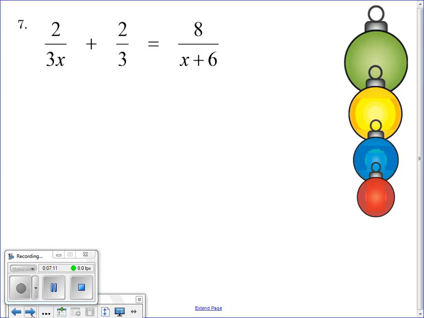All right, number 7. Again, look at your steps. Step 1, factor your denominators. None of them factor. Step 2, LCD. 3x. Very nice. I need a 3, an x, and an x plus 6.